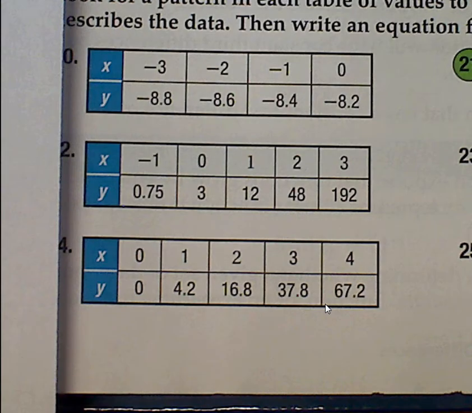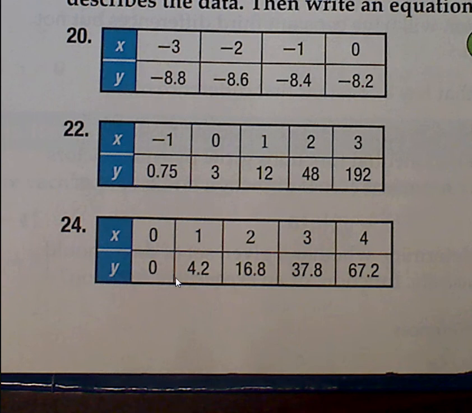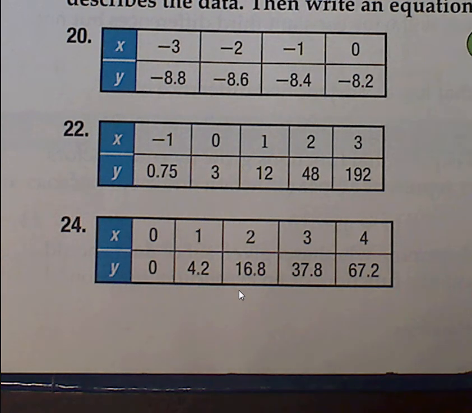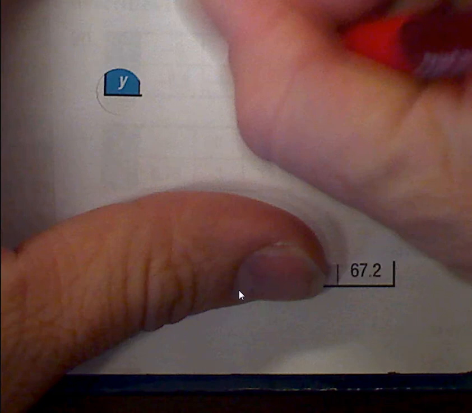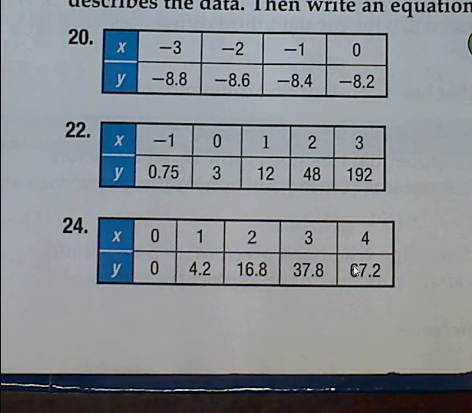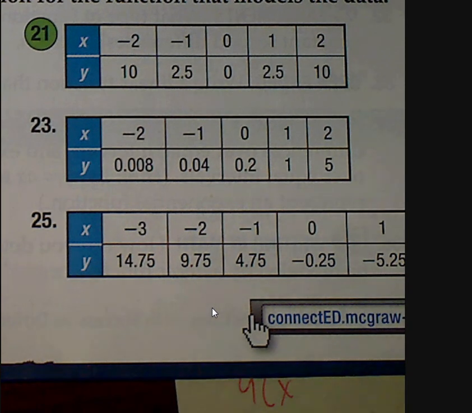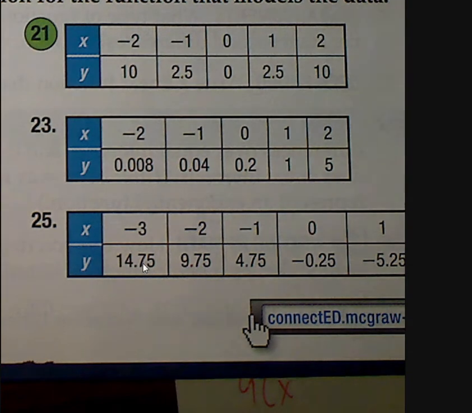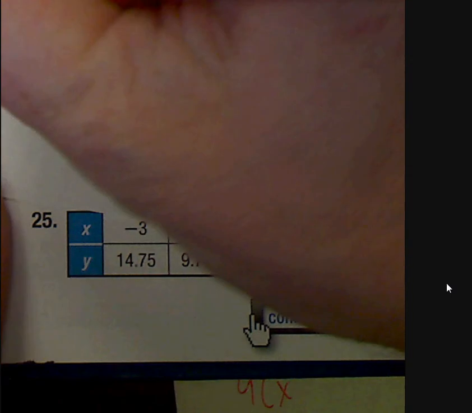Number 24. I am not adding by the same number. I'm not multiplying by the same number. So that makes this a quadratic. Number 25. I am going down by 5 on each. That has to be a line, so that's linear.